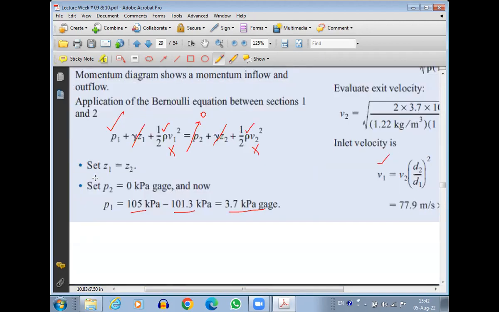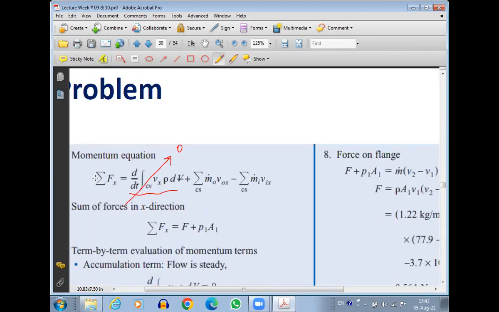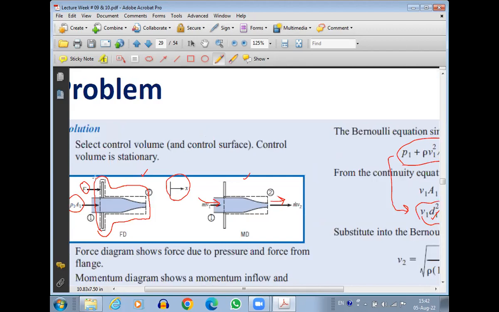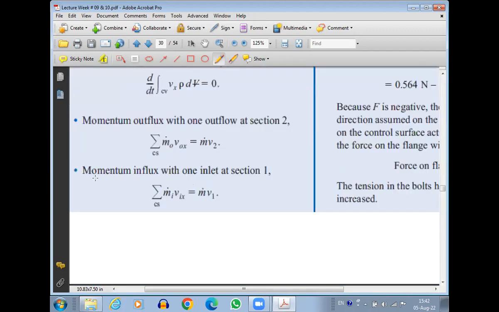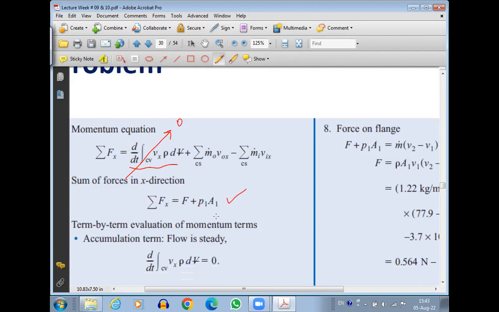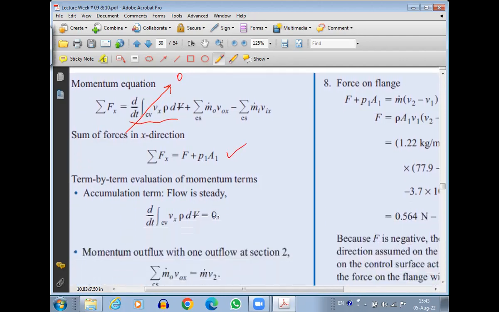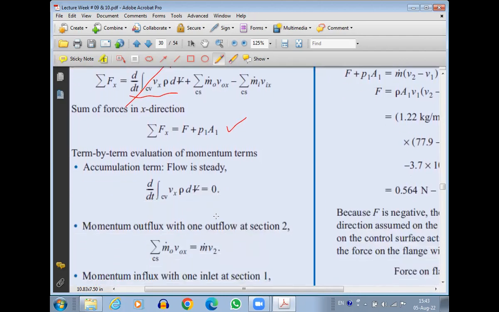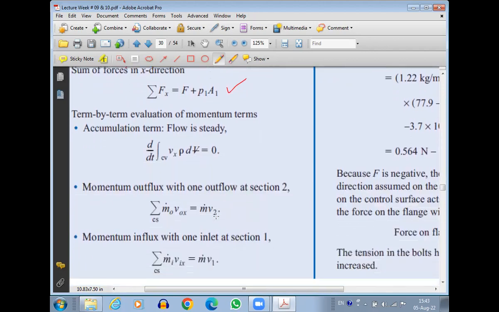Since we have put the direction of both the forces in the positive x-axis, summation Fx will be F plus P1A1. So this will be summation Fx. Now let's talk about flow in and out. Flow out will be m dot v2 and flow in will be m dot v1. So we have one inlet and one outlet. We already know what v2 is and we already know what v1 is, but we don't know what m dot is, but we can find out.